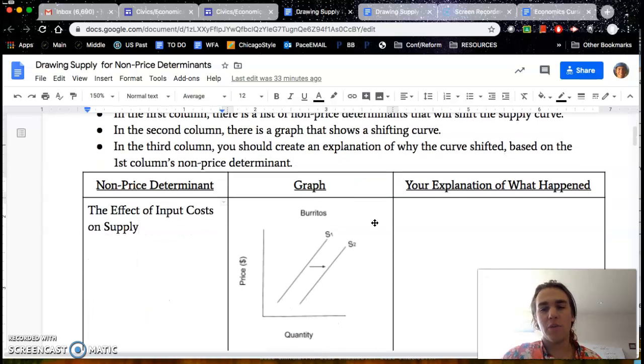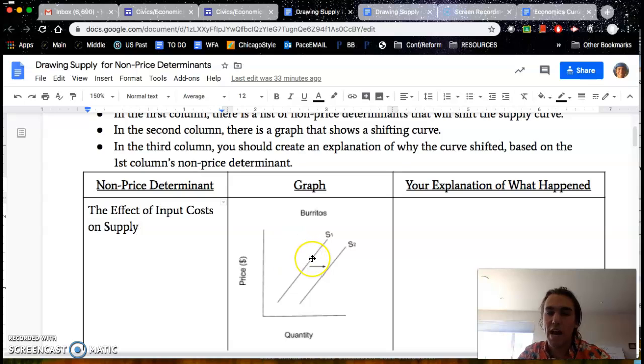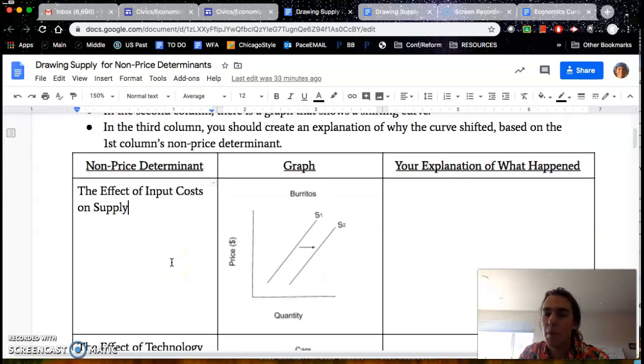The third column is where you have to do some work. You need to explain what's happening in the graph based off of the first column's non-price determinant. So you have to come up with an example. The last couple of classes I've given you, you've had to draw the graphs and come up with explanations. This time I'm giving you a graph and you have to use the non-price determinant to explain what happened.